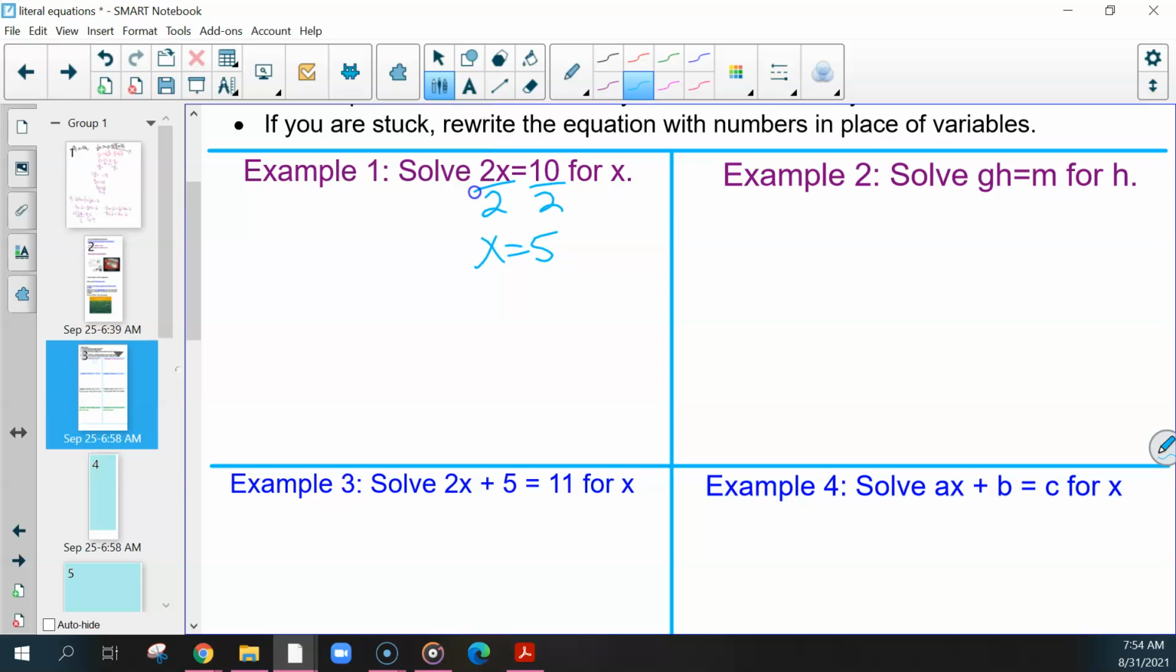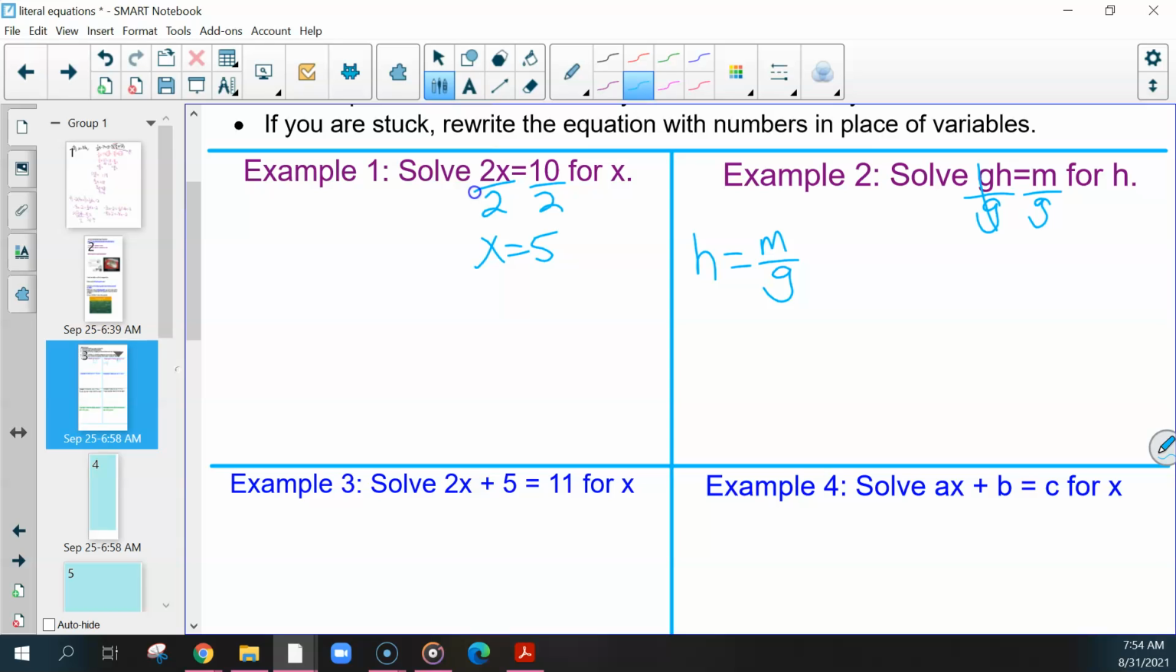So now for example 2, I no longer have numbers. I'm still solving for a variable, and the process is going to work the same way. So if I'm trying to solve this for h, how would I get h by itself? Divide both sides by g. I have h equals m over g. I have no idea what h is, or m is, or g is. But this would be the equation for h if I knew the value of those variables.